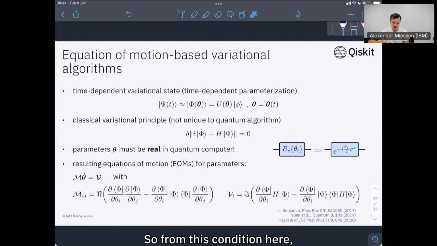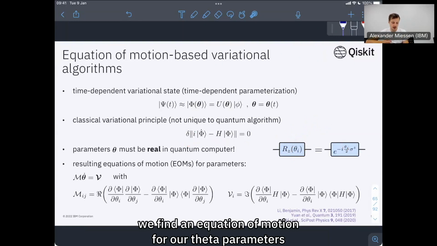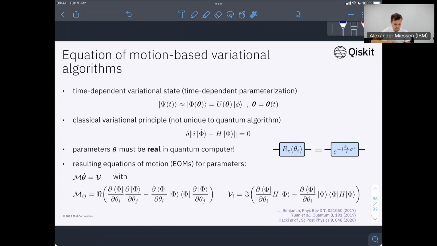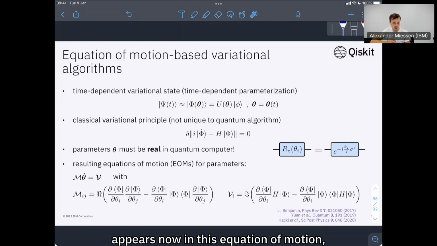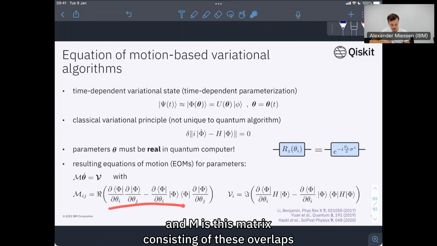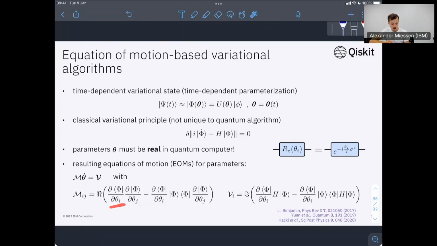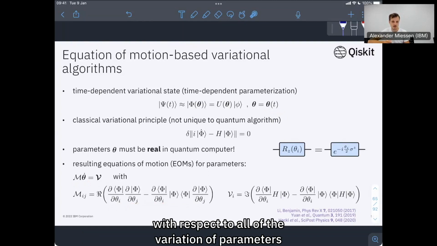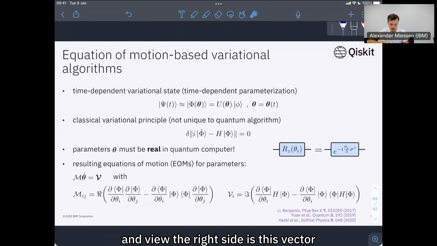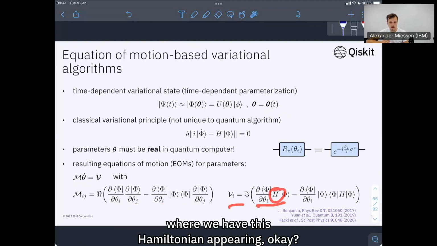So from this condition here, we find an equation of motion for our theta parameters, where we see the time derivative of theta appears in this equation of motion, and M is this matrix consisting of these overlaps between different derivatives of the variational state with respect to all of the variational parameters, and V, the right-hand side, is this vector where we have this Hamiltonian appearing, okay?